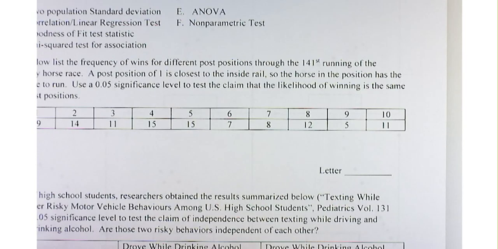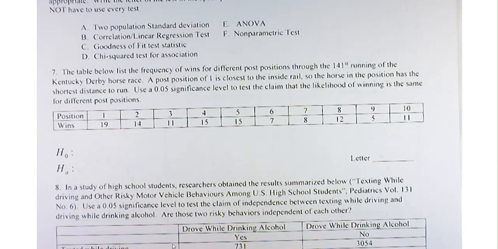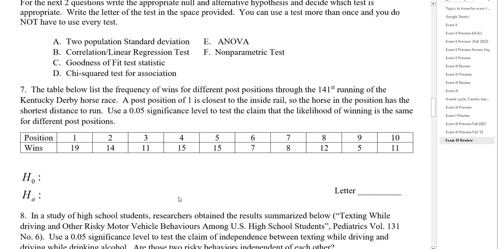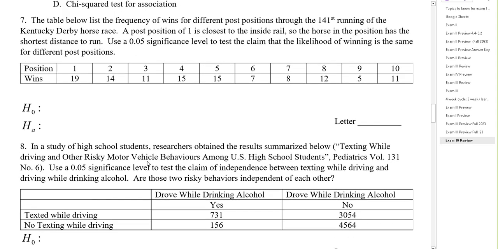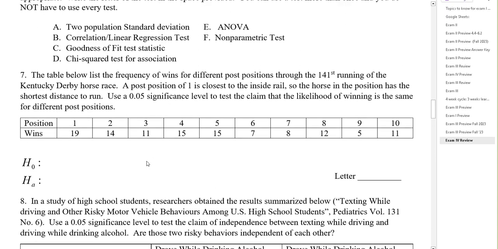Let's move over to the last 2 of these. So this is our Kentucky Derby one. A post position of 1 is closest to the inside rail. Use a 5% significance level to test a claim that the likelihood of winning is the same for different post positions. What kind of test is this one? C. Goodness of fit. All right, so goodness of fit is remarkably flexible.